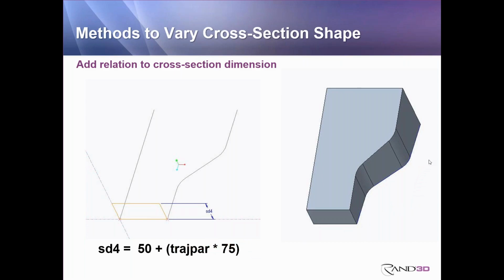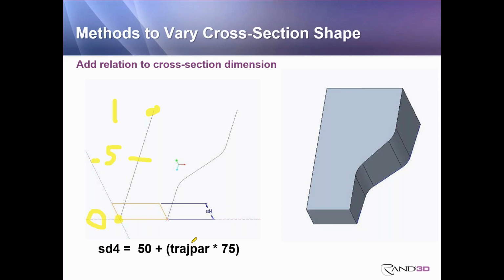Now, anytime that you have a sweep, there's a parameter called trajpar that you can use. It just stands for trajectory parameter. Where your sweep begins, trajpar basically is 0. So at this point right here, trajpar is 0. When I get over here to the other end, trajpar is 1. So it represents just 0% and 100%. When I'm halfway down my sweep, my trajpar value would be 0.5 at that position.